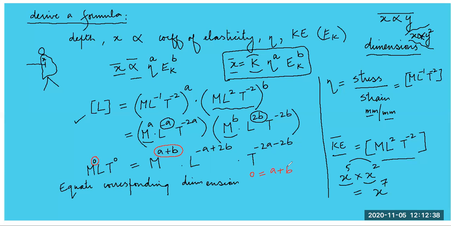Very good. Second equation will be, now equate the powers of L. What is the power of L here? 1. So 1 should be equal to minus A plus 2B. Perfectly right. And the third equation is 0 is equal to minus 2A minus 2B. Okay, please write down, Jasmine, and I'm going to shift to the next page. Then you repeat them. What are the equations? Tell me again.